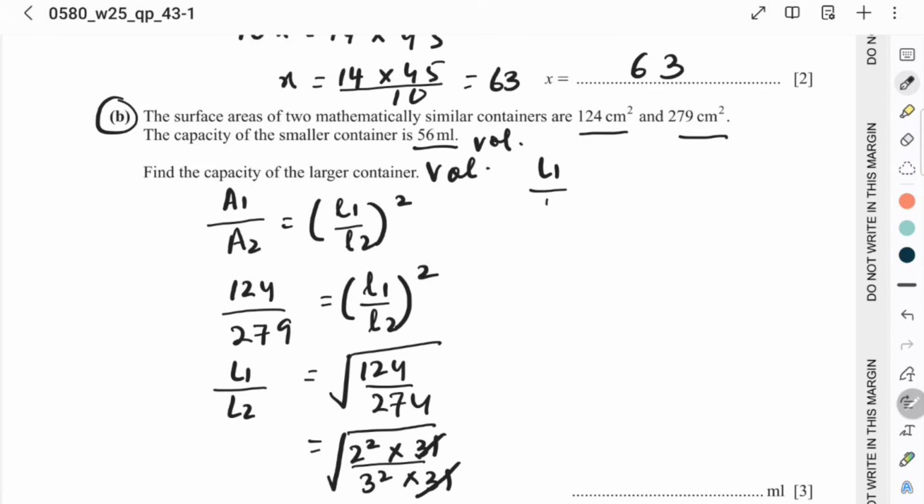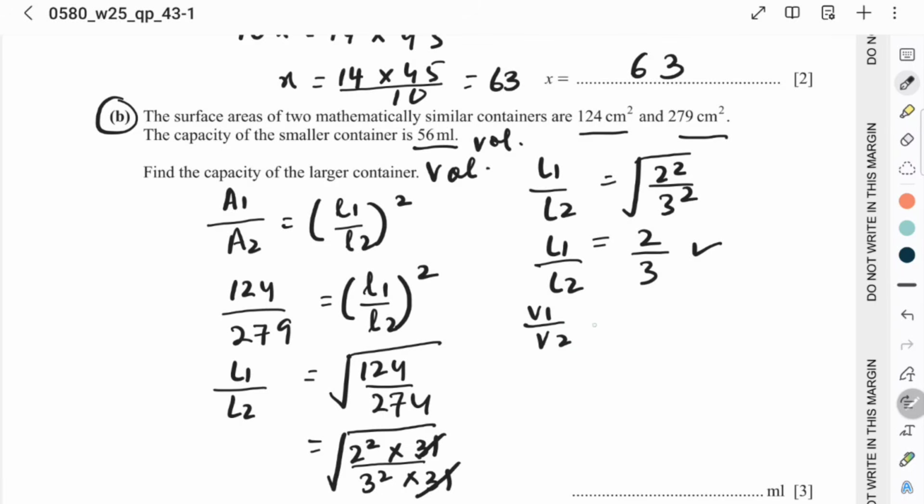So L1 upon L2 is equal to 2 squared upon 3 squared, which means 2 over 3. The ratio of the sides is there. Now take V1 upon V2 is equal to L1 upon L2, whole cube. So 56 upon volume 2 is equal to 2 over 3, the smaller one, whole cube.